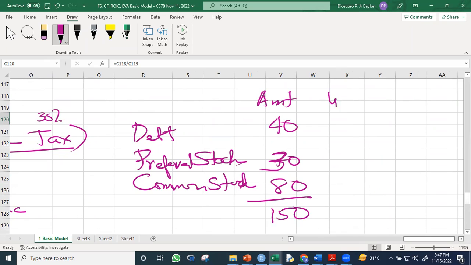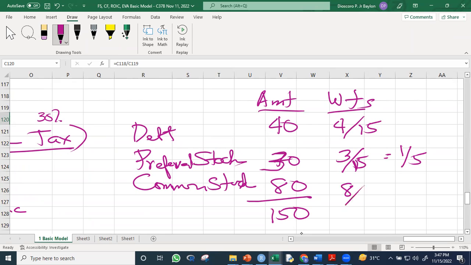Okay. Therefore, it's easy to compute for the weights. Ano yung weights niya? So si debt will be 4 out of 15. Bakit? Just get the proportion of the debt and the total. Weight lang siya. And this will be 3 over 15 pala or 1 over 5. And then this is 80 over 150 or 8 out of 15. Alright, so ito yung mga weights nila.